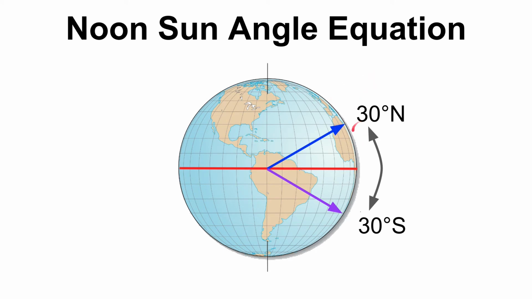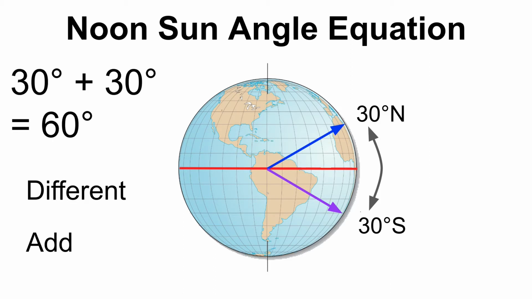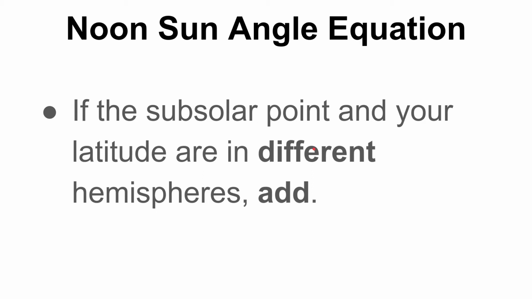So if we've got the difference between 30 north and 30 south, if you subtract, you're going to end up with 0. But really, you're looking, here's the equator. So that's a 30-degree angle. Here's the equator. That's another 30-degree angle. So we're going to add. They're in different hemispheres, so we're going to add 30 plus 30 equals 60 degrees. So the angle between them, if this was your location and that was the subsolar point, the zenith angle then would be 60 degrees. Again, if the subsolar point and your latitude are in different hemispheres, then you add the numbers together.